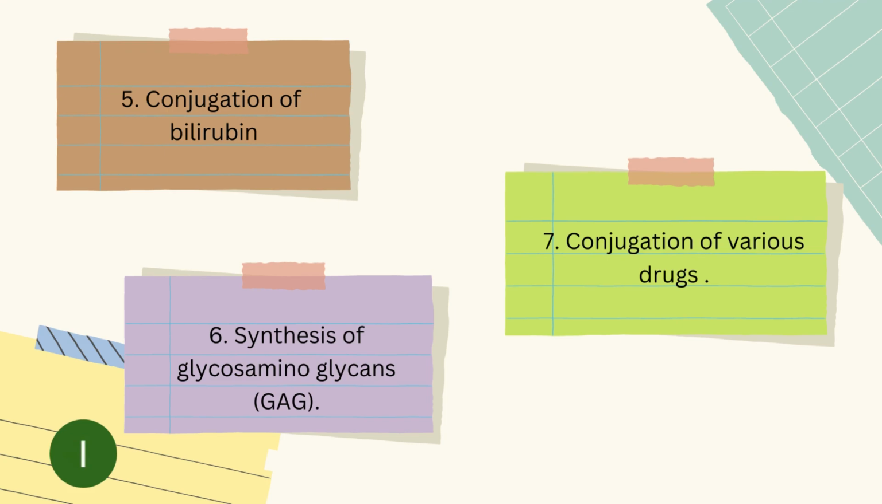Next is the synthesis of glycosaminoglycans or GAG. GAG plays a crucial role in cell signaling processes, including regulation of cell growth, proliferation, promotion of cell adhesion, anticoagulation, and bone repair. Lastly is the conjugation of various drugs. Conjugation of various drugs will make them more water-soluble and more easily excretable.